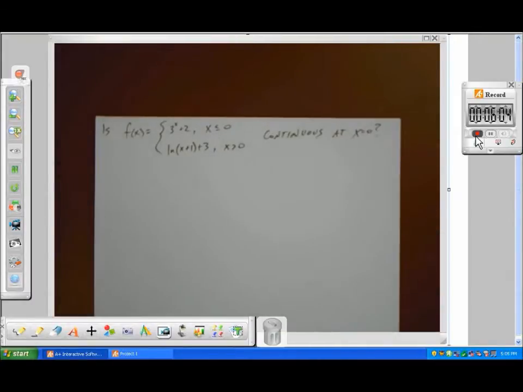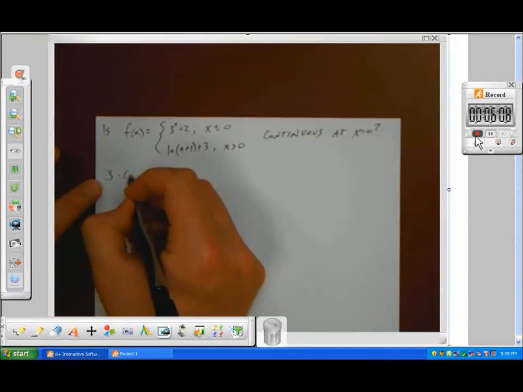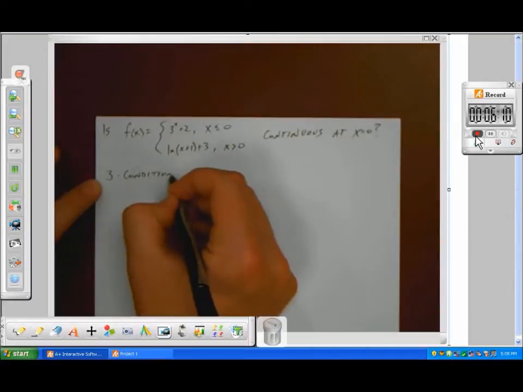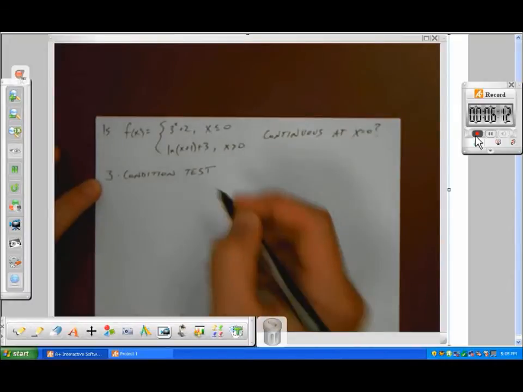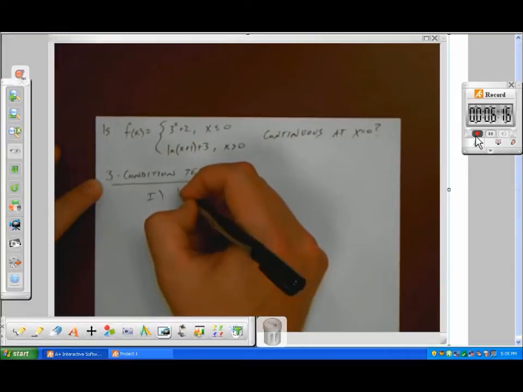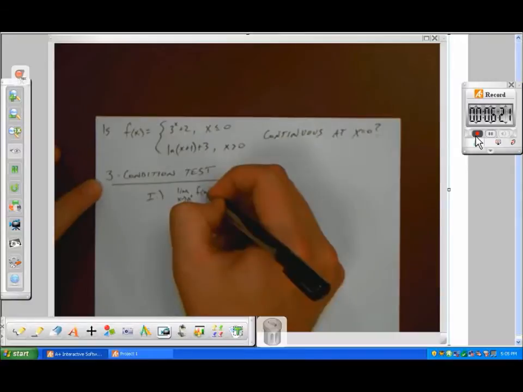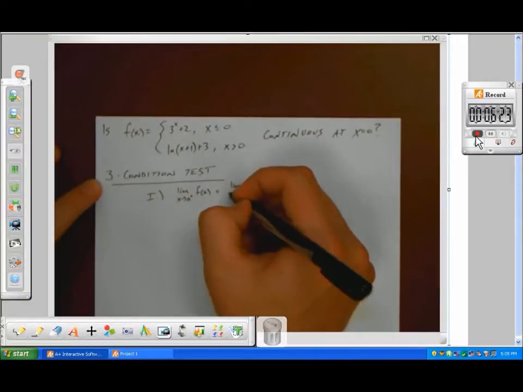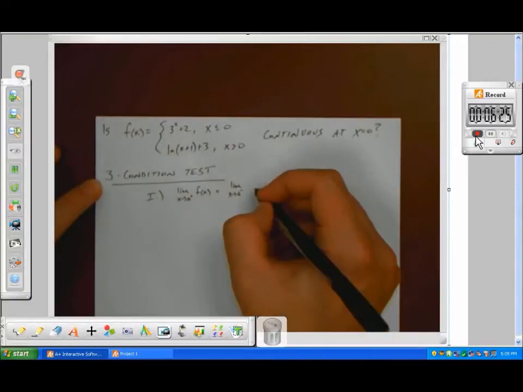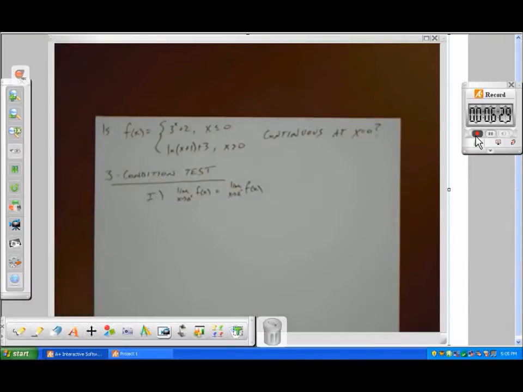You can tell if something's continuous. There is a 3-condition test. And here are the conditions. 1. The limit has to exist. So the limit as x approaches a from the right has to be equal to the limit as x approaches a from the left. That's the first condition that has to be true.